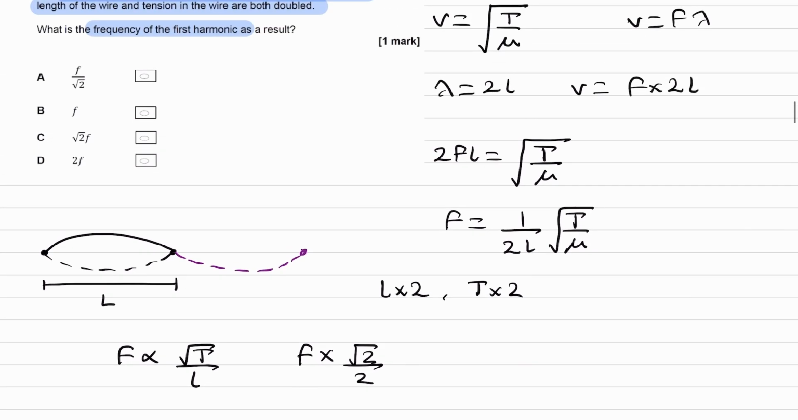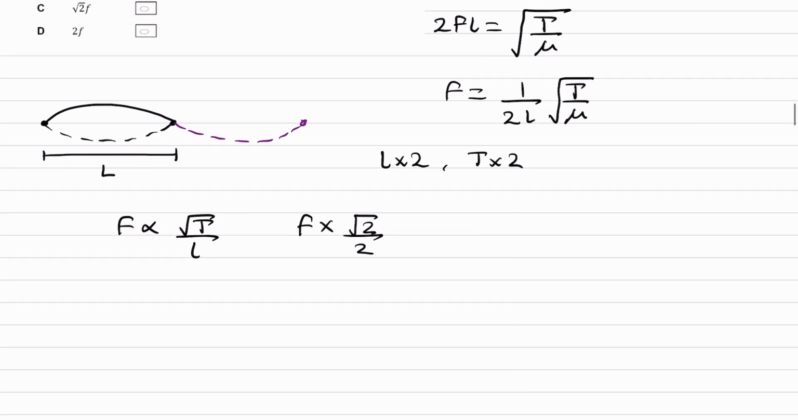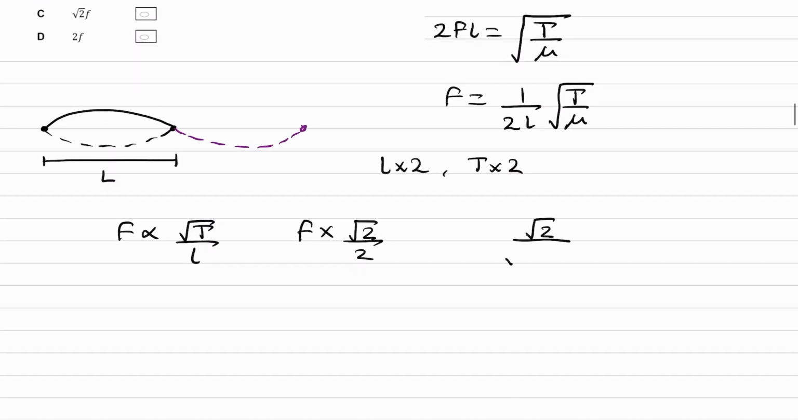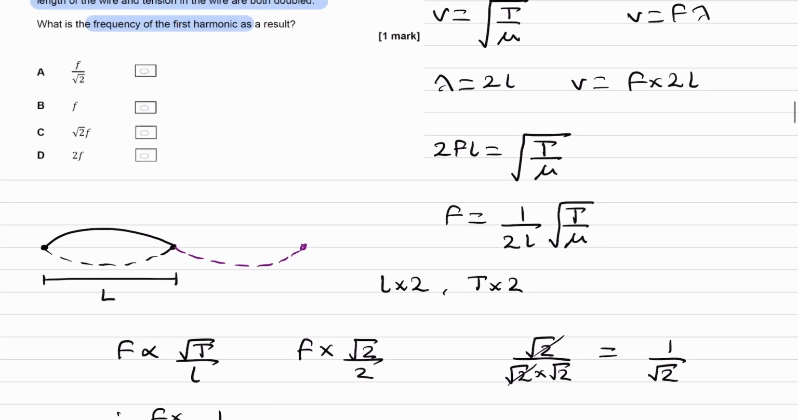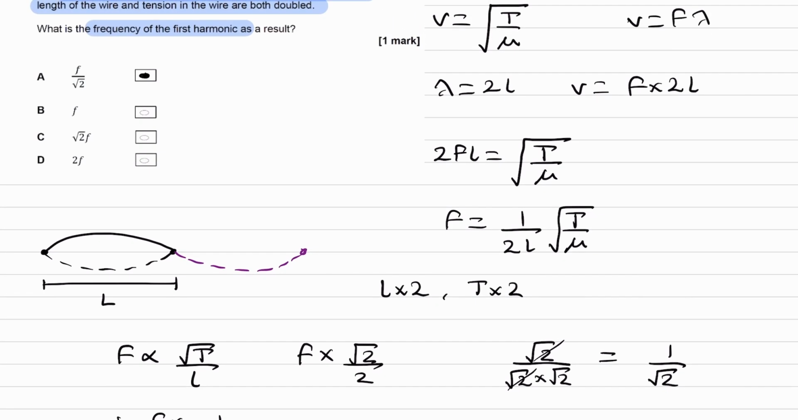So if we go up to our options, root 2 over 2 is not one of them, at least not directly. So the root 2 over 2 can be rewritten. 2 is the same thing as root 2 times root 2, because root 2 squared is just 2. This can then simplify to 1 over root 2, just cancelling out one factor of root 2. So therefore, the frequency is multiplied by root 2 over 2. You can also write that as being multiplied by 1 over root 2. Same thing. And 1 over root 2 is what we have for option A, so that would be our answer.